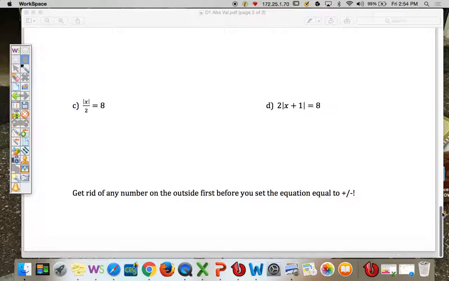So remember, when you solve an absolute value, split it up into the positive and negative, but get rid of any number on the outside first before you split up the equation to plus and minus. So we'll practice this more tomorrow, but in class you're going to be looking at these types of problems.